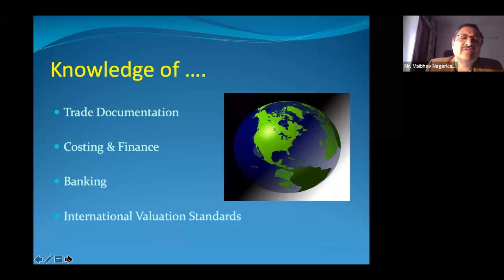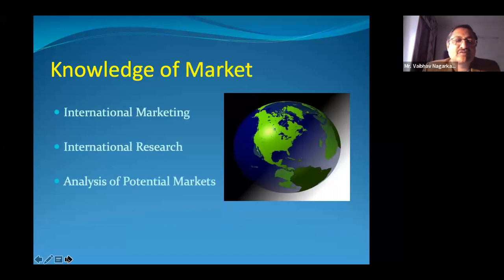And these doors, believe me, are not the domestic doors, but the international doors that will open for you. Then valuation standards, we already know the IVS, so we will spend time on that. Market perspective, we will spend more time on that: what is this market all about, how to get the international markets, how you will get business internationally with this knowledge, and how the knowledge of international marketing and research will help you.